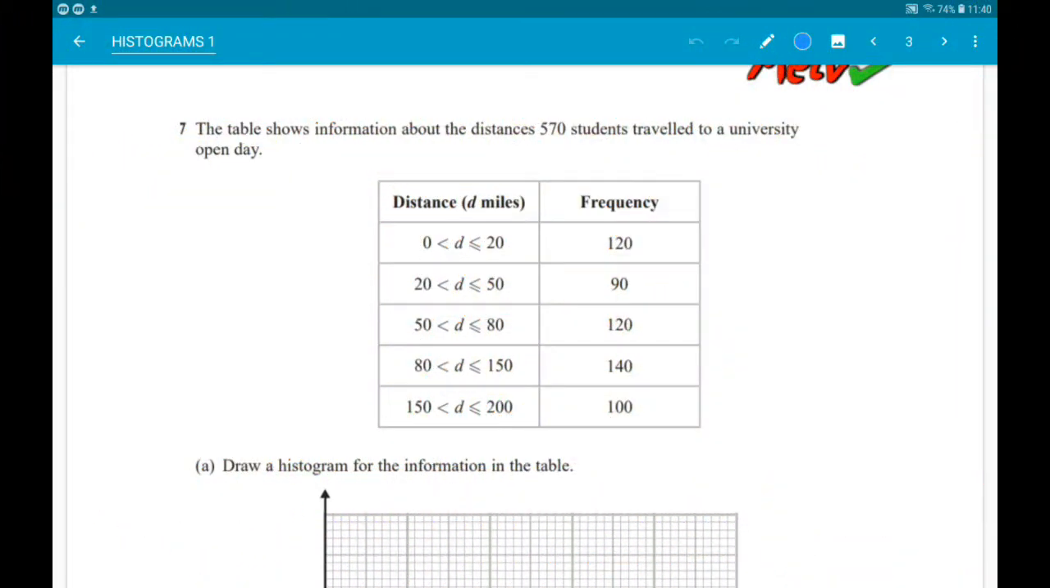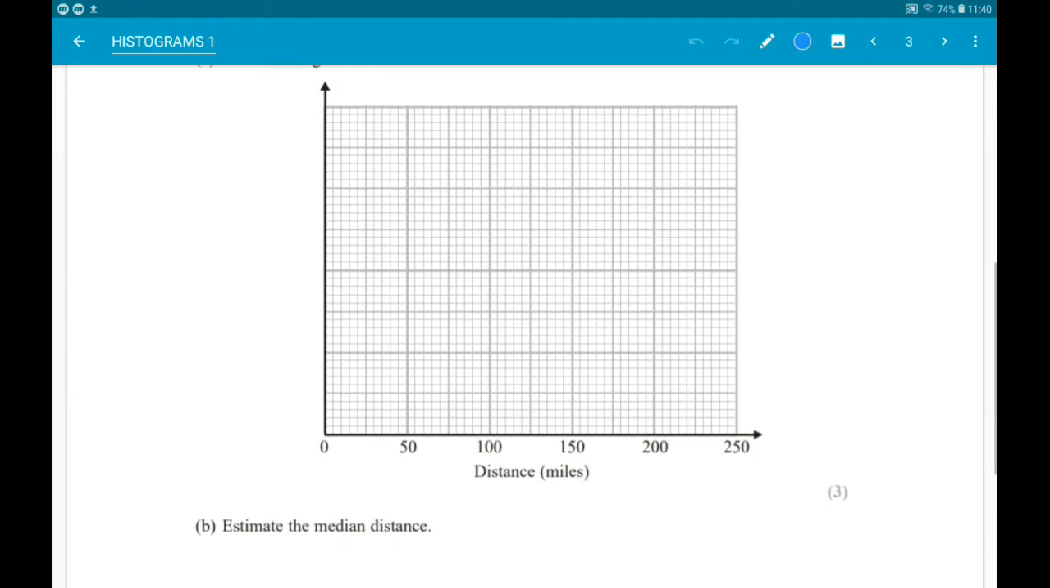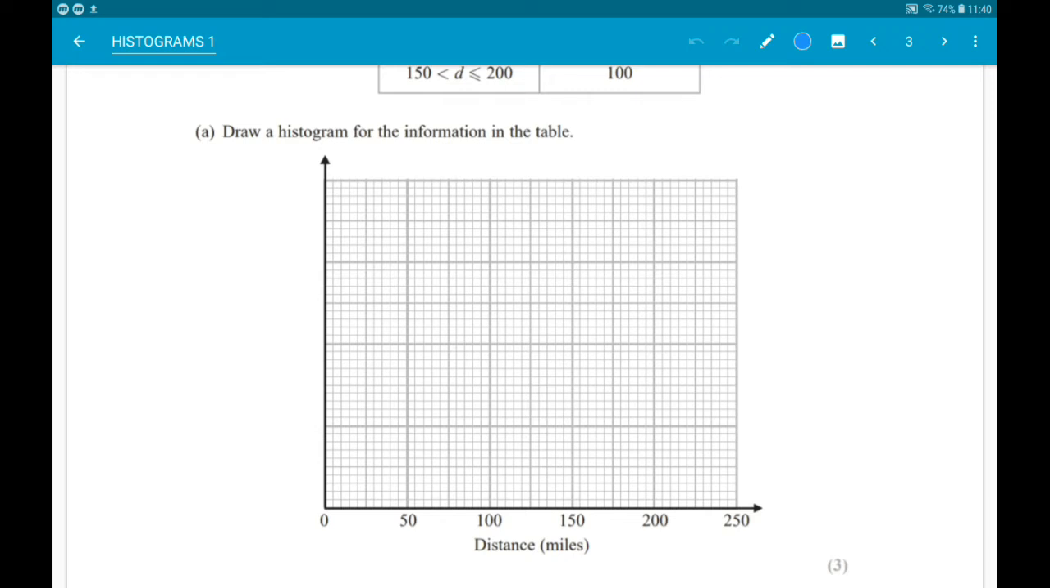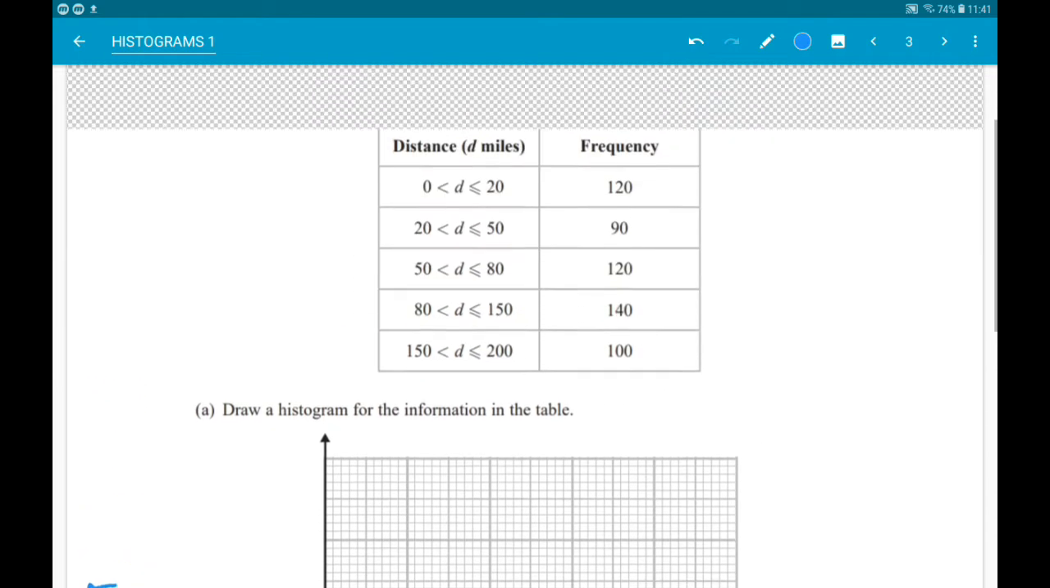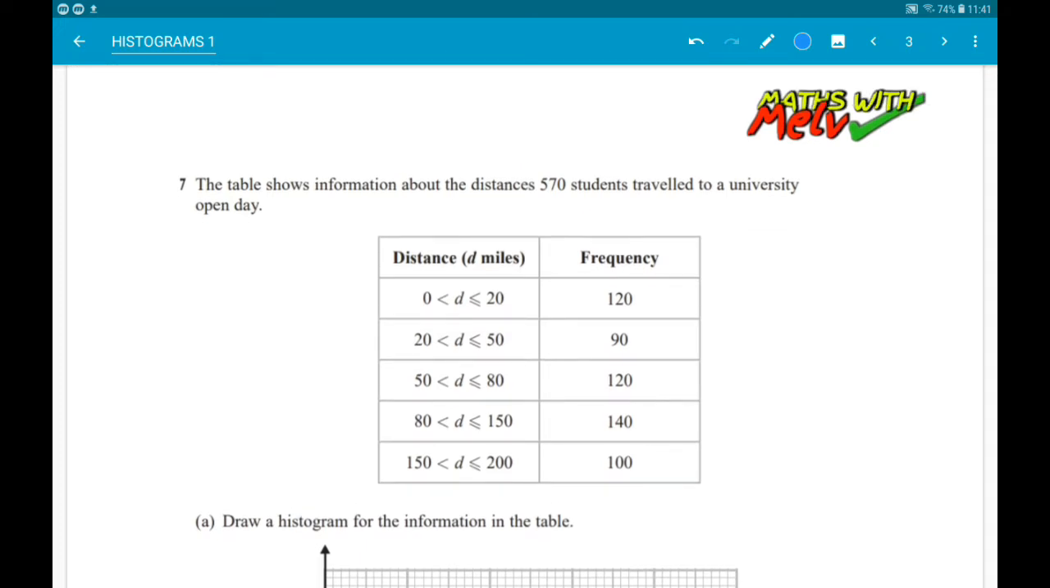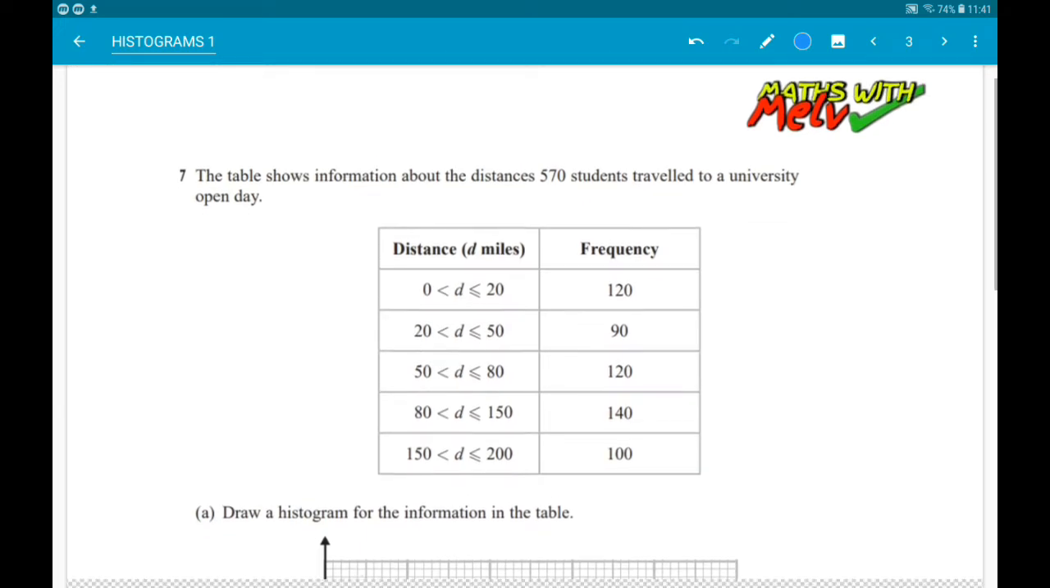And first up, the table shows information about the distances 570 students travelled to a university open day. Part A, draw a histogram for this information. Okay, so it's classic, they haven't given us a scale for the frequency density. So what we need to do is find the frequency density for each interval, and then we can devise a scale.